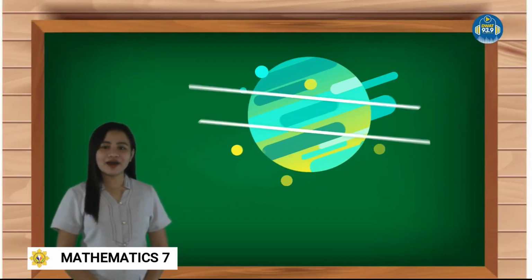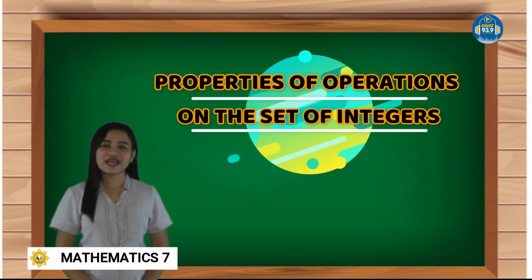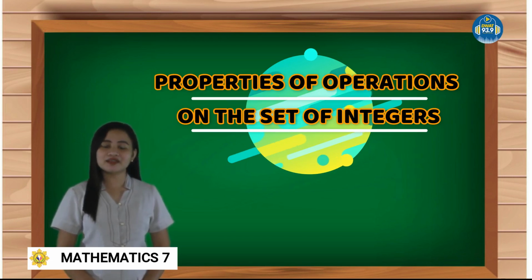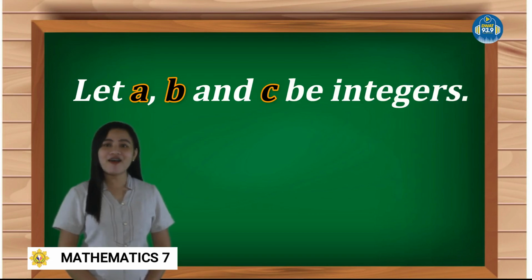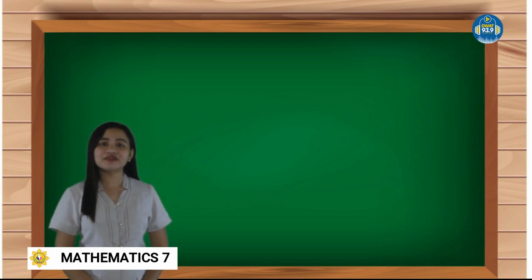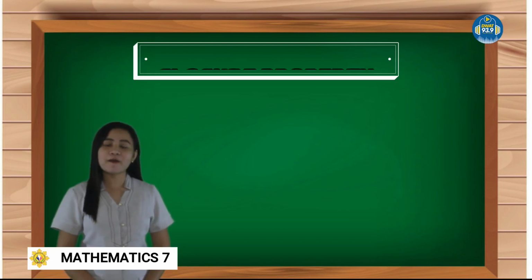From activity 1, we learned one of the properties of operations on the set of integers. Let us enumerate all with illustrative examples. Throughout the discussion, assume that the numbers represented by the letters a, b, and c are integers. Now, let us start our discussion on the different properties. Let's consider the first property, which is the closure property.